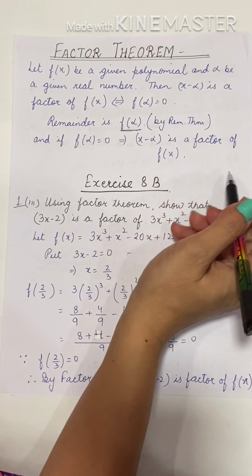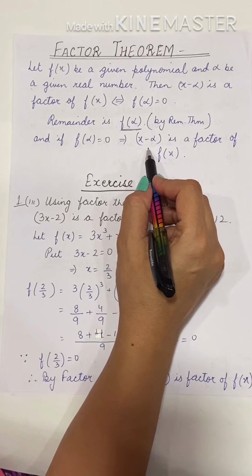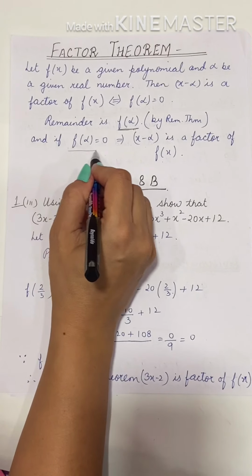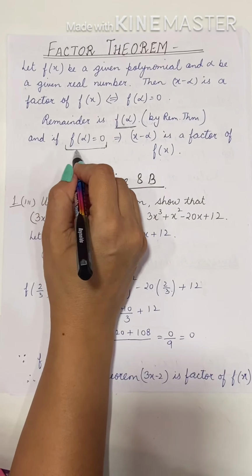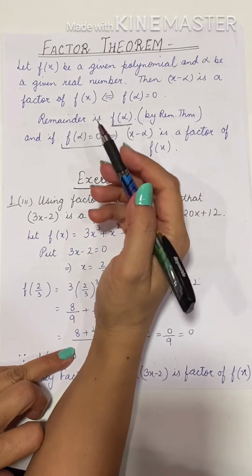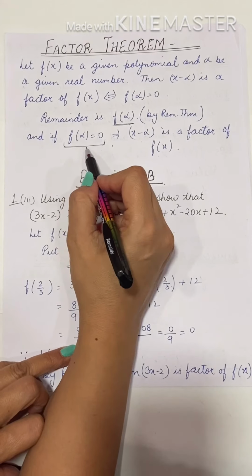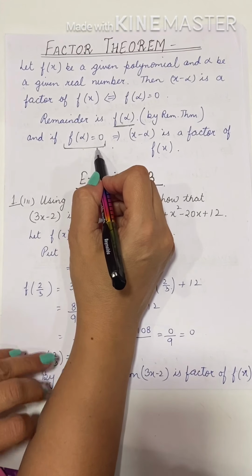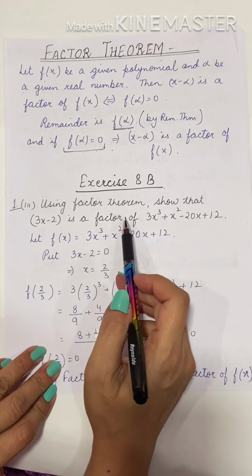And if in the question it is given that x minus alpha is a factor, then we can take f of alpha equal to 0. So the only thing here is, after the remainder theorem, in this case the remainder will be equal to 0. It will be clearer with the help of this example.